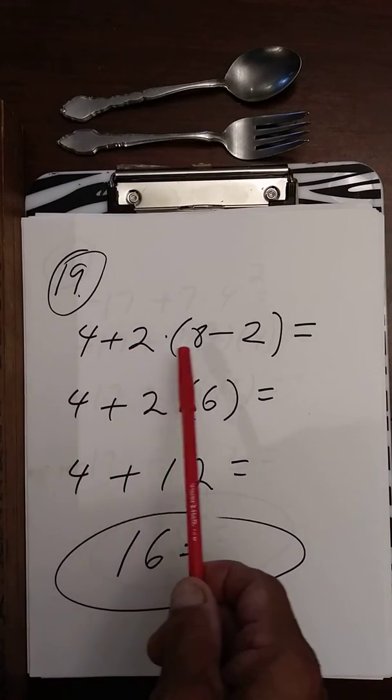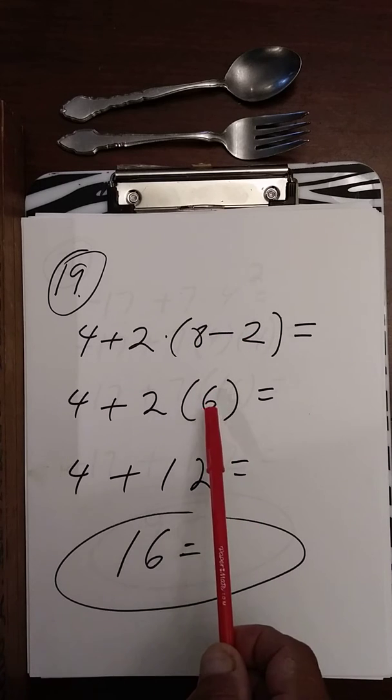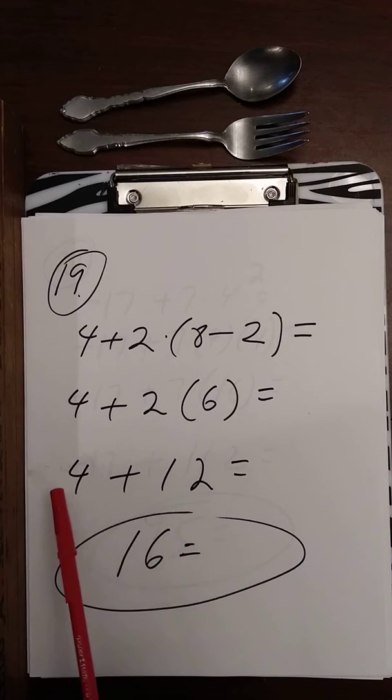4 plus 2 times 8 minus 2. 8 minus 2 is 6. 6 times 2 is 12. And 4 plus 12 is 16.